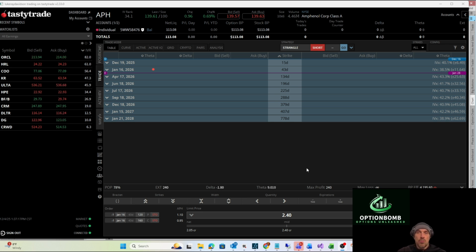Well, that's true, but when you are also talking naked options, you do have more risk, but you also have more flexibility. You can roll up, you can roll out in time, you can do all sorts of things that you can't do with defined risk trades, which is why I like them.